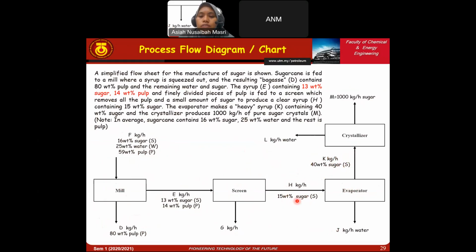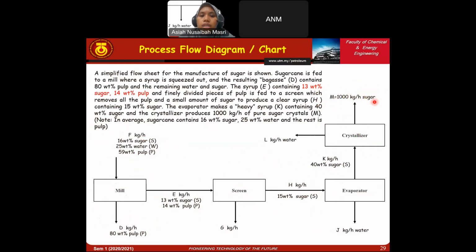At first, we have 15% sugar, the rest is water. Now we have thickened syrup, so we have 48% sugar and the rest will be water. Then it is put into a crystallizer, producing 1000 kilogram per hour of sugar. Now we have an amount, which is 1000 kilogram per hour. Before this, we don't have any amount. We only have a composition.